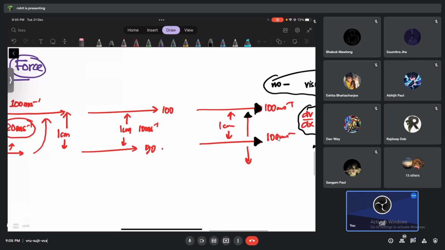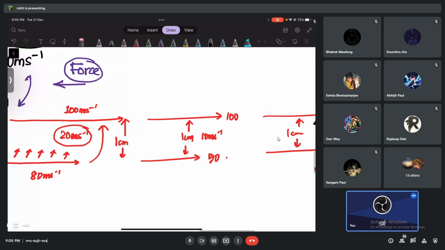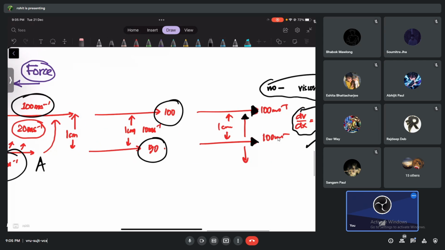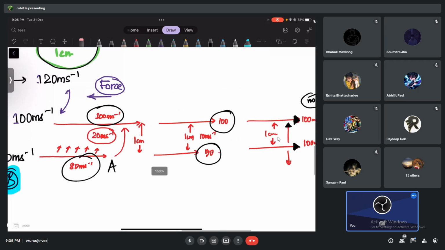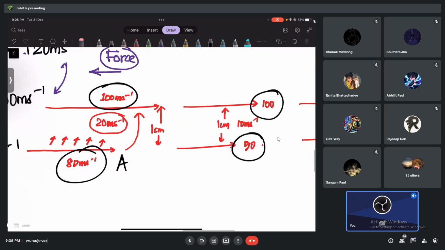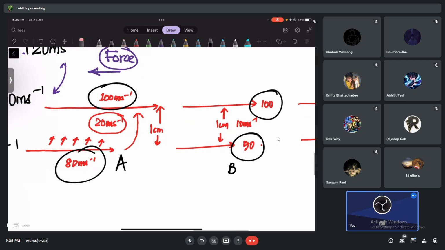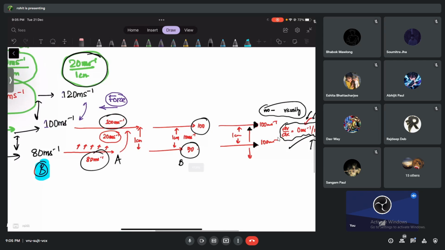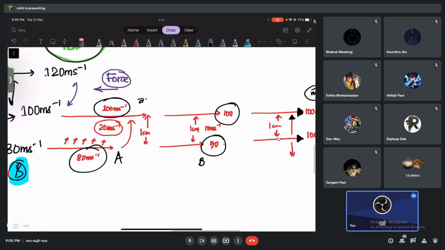Okay, but look at this now. Let's compare again. This is 100, this is 80, this is 100, this is 90. This is case A and this is case B. Sangam said A, earlier. Which one's case A? Yes, Sangam is right. In which case we have more viscosity? Now think. A or B?